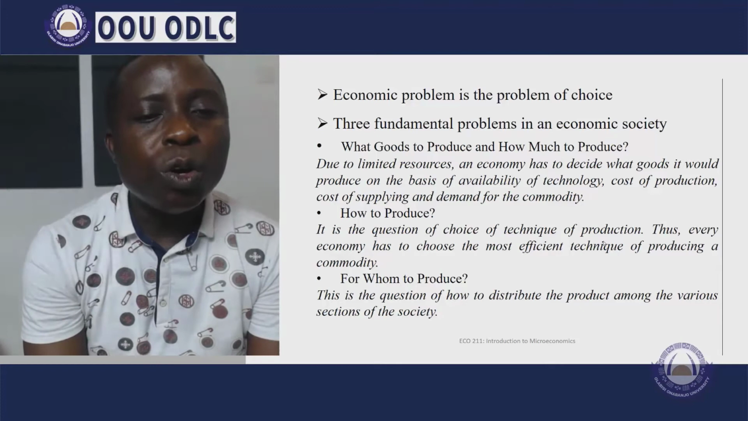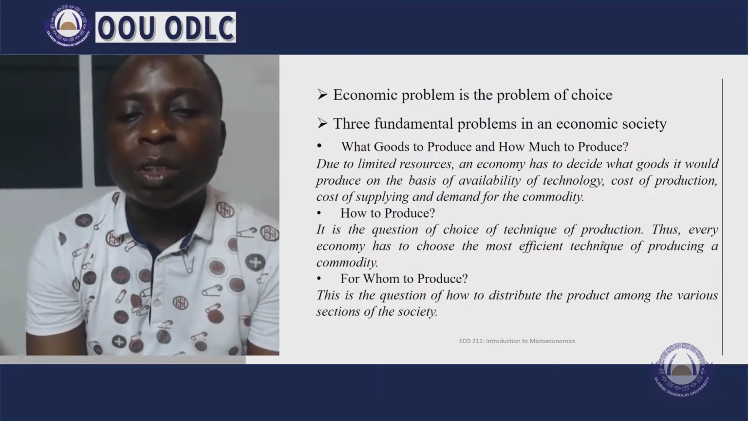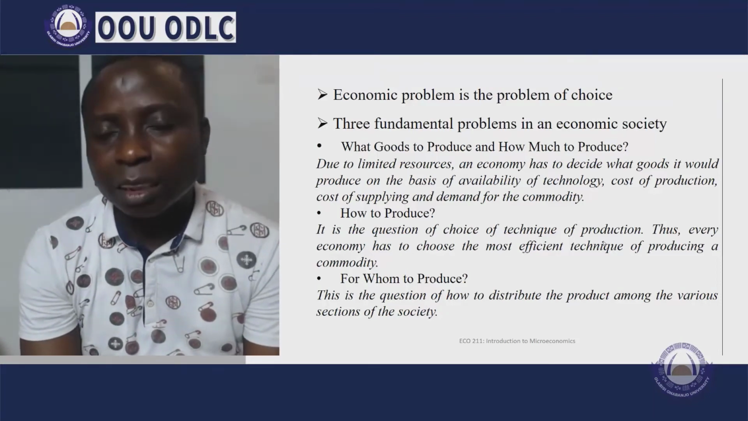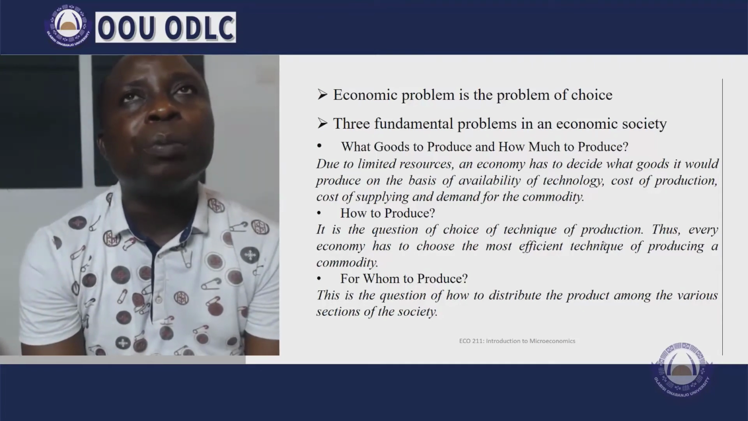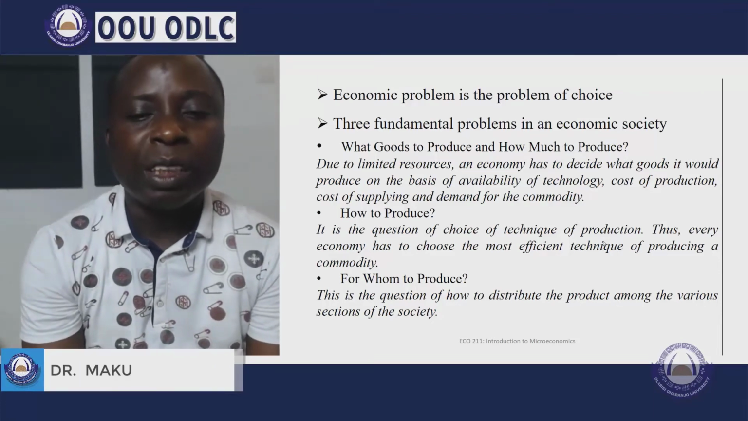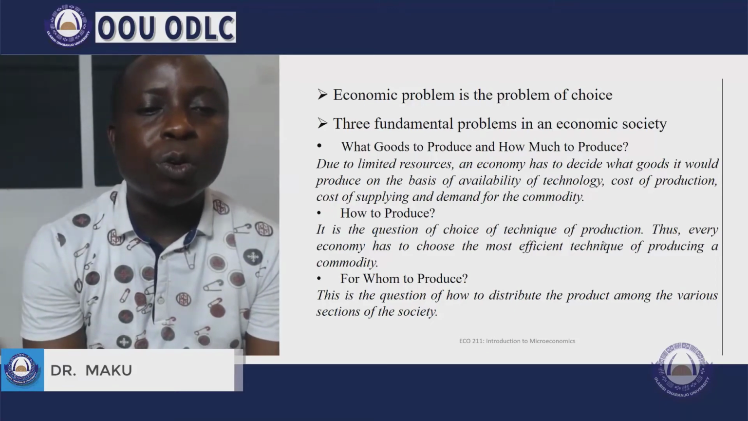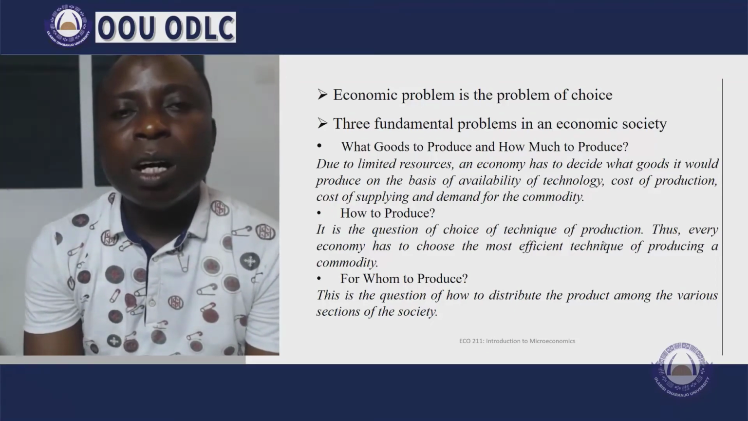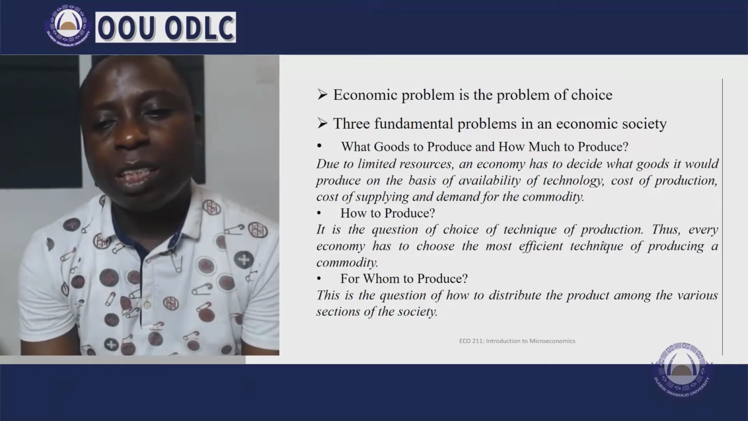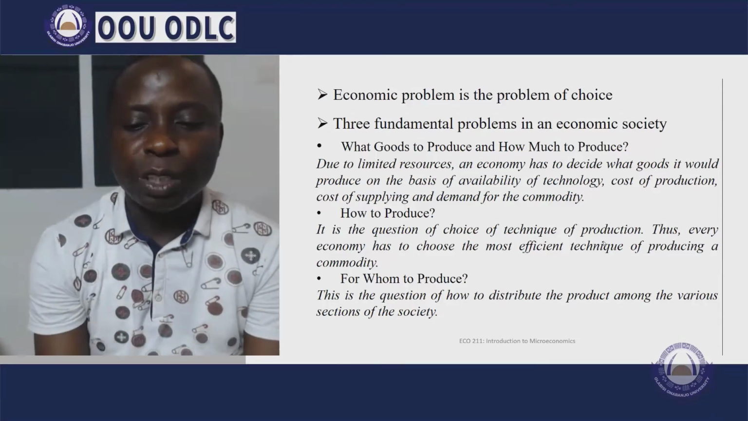So lastly, for whom to produce? This question deals with how to distribute the product among the various sections of the society. When we produce, the problem of how we distribute these products comes into existence, and that creates the problem of for whom to produce, because individuals' wants are different and the producer has to satisfy the wants of individuals.